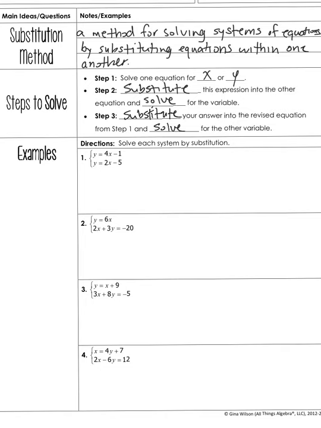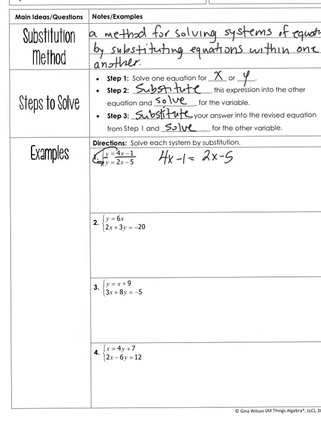All right, well, that's all well and good, but how does this work? Well, in number 1 here, it says y equals 4x minus 1 and y equals 2x minus 5. So I can take what y equals, 4x minus 1, and I can plug that in for y in this other equation, okay? So it looks like this, 4x minus 1 equals 2x minus 5. Now I only have one variable in my equation, and when you only have one variable, you can solve for it. And so let's get the variable on one side.